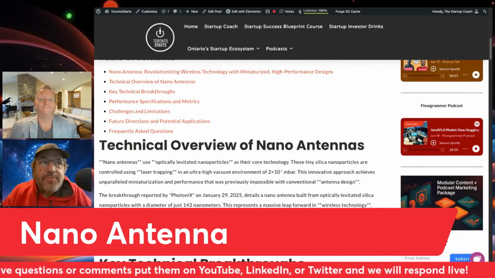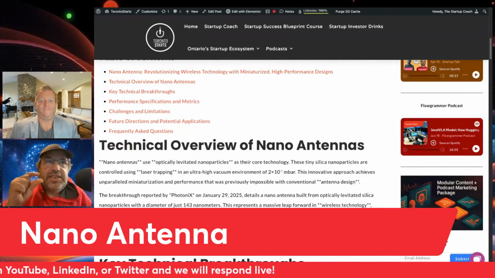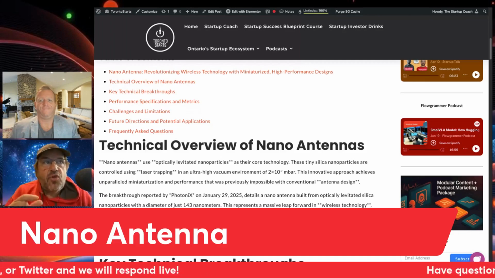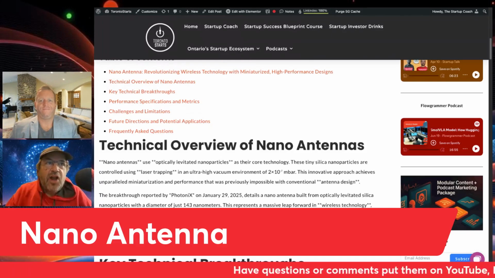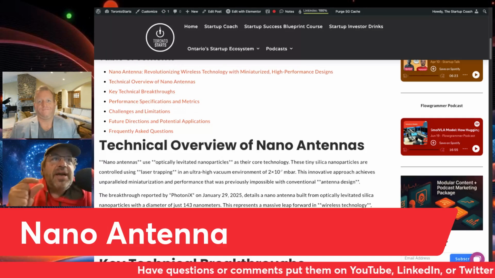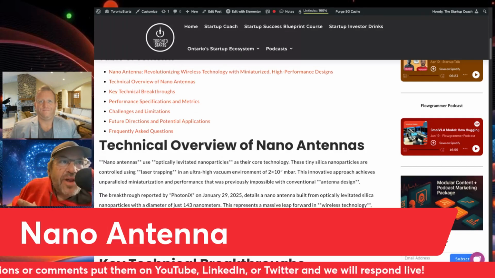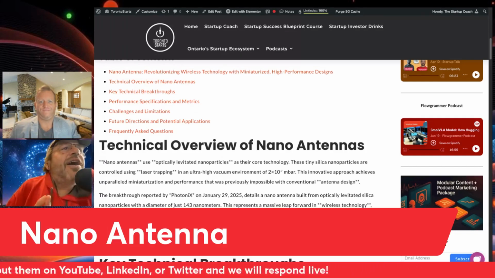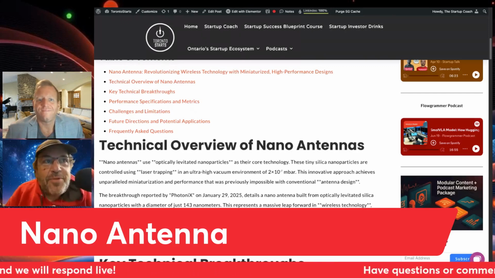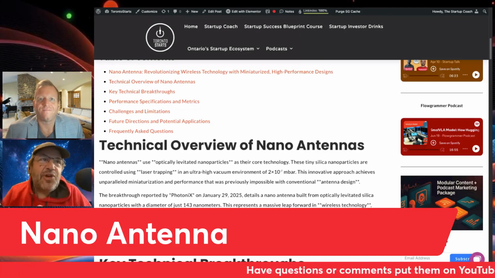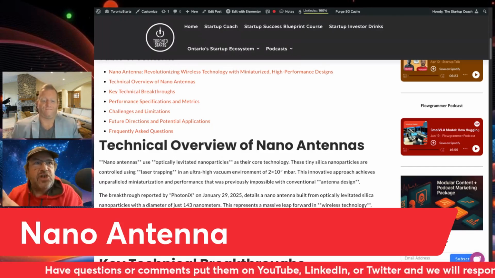Nanoantennas use optically levitated nanoparticles as their core technology. These tiny silicon nanoparticles are controlled using laser trapping in an ultra-high vacuum environment of 2 times 10 to the power of minus 7 mbar. This innovative approach achieves unparalleled miniaturization and performance that was previously impossible with conventional antenna design.